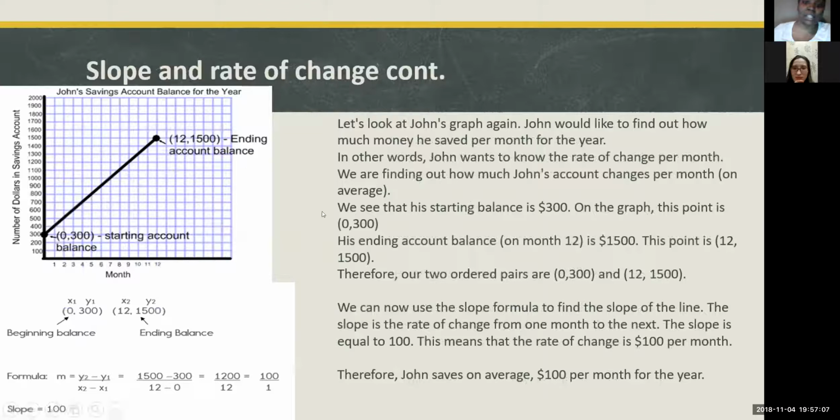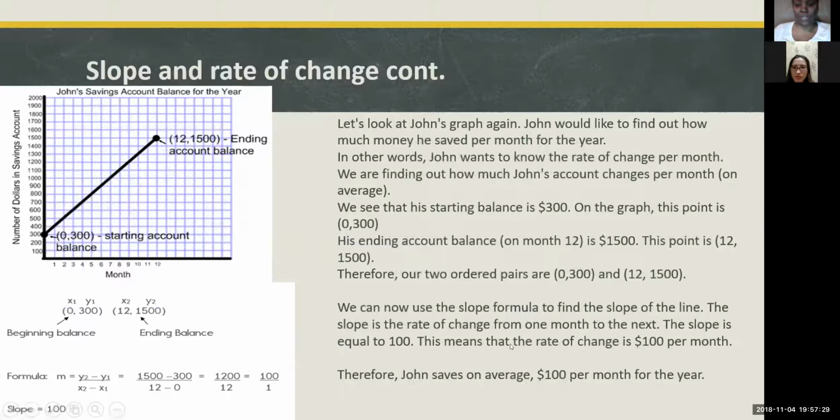We see that he is starting off at $300. On the graph, the point is 0, 300. His ending account balance on month 12 is $1,500. The point is 12, 1,500. Therefore, our two ordered pairs are 0, 300 and 12, 1,500. We can now use the slope formula to find the slope of the line.